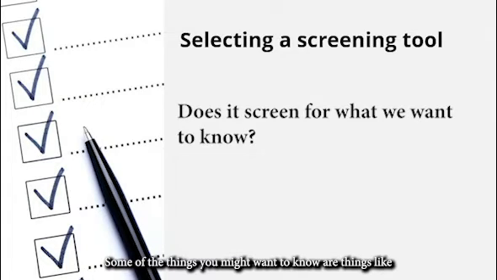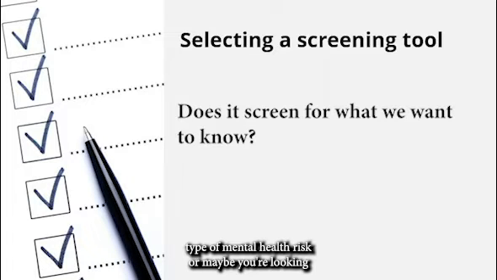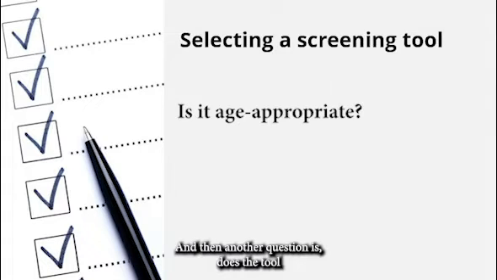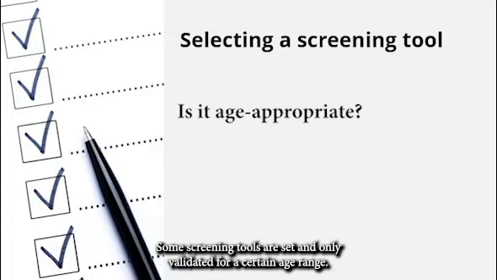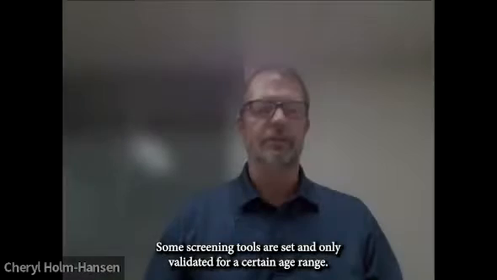Some of the things you might want to know are things like type of mental health risk, or maybe you're looking for a positive mental health and well-being screener. And then another question is, does the tool fit the age range that we're looking for? Some screening tools are set and only validated for a certain age range.